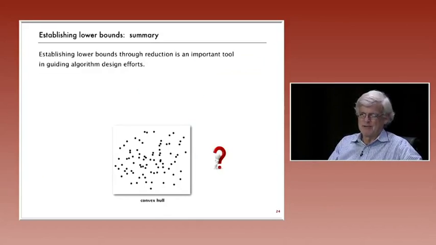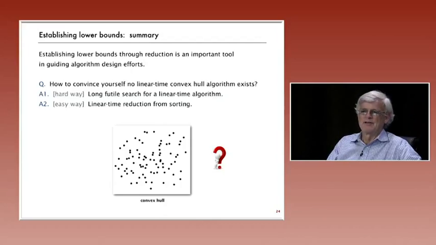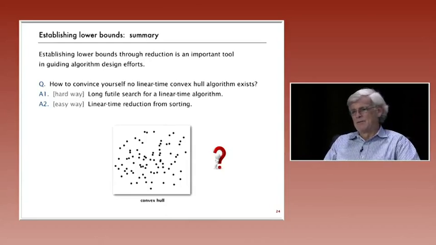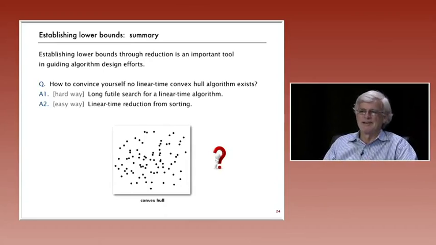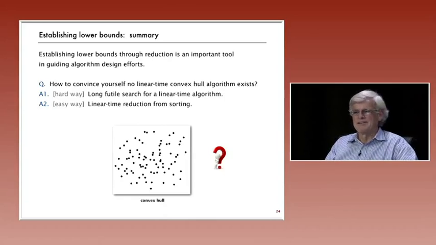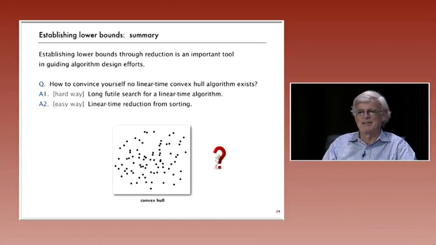We have a big convex hull problem to solve, and we're wondering, do we have a linear time algorithm for this? It's quite a natural thing to wonder. How are you going to convince yourself that there's no linear time convex hull algorithm? One thing you can do, and believe me, a lot of people did this, is just try to find a linear time algorithm. Keep working at it. You're going to use algorithms that are based on this simple kind of comparison between points. It doesn't seem like it should take n log n. It seems like we should be able to find a linear time algorithm.